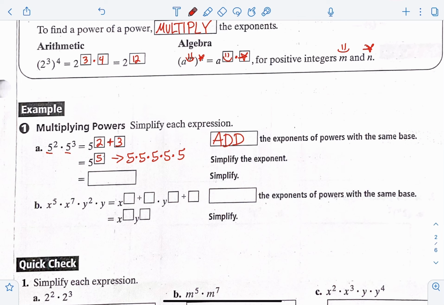Okay, so when you do that math, what do you get? Okay, you should get 3,125.